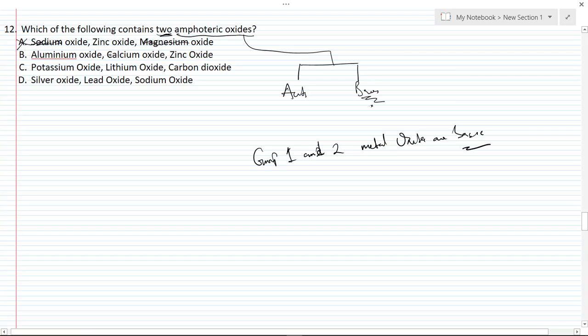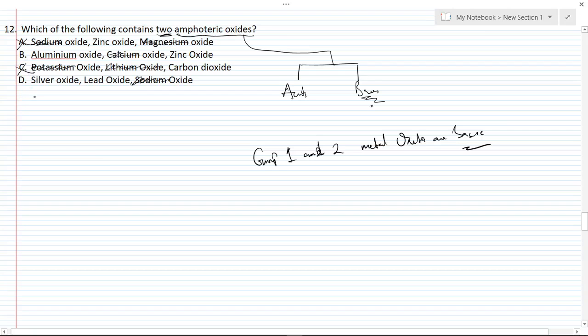Aluminium, calcium is out. Aluminium is group 3, zinc is actually a transition metal. Potassium is group 1, so out. Lithium is group 1, so out. So this automatically is out. So we have silver, lead, sodium. So the only options are option B and D.